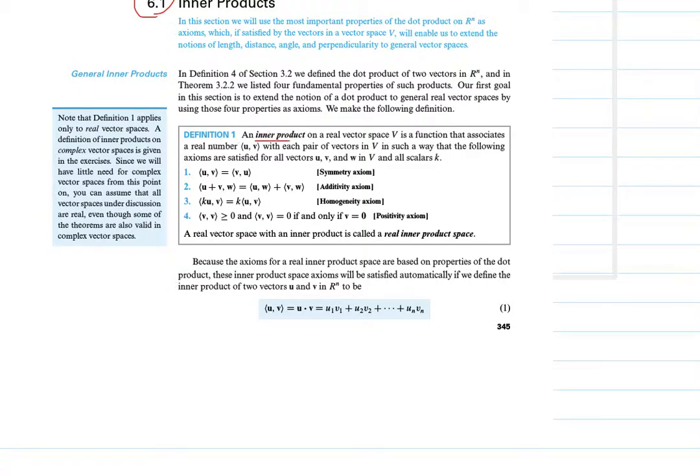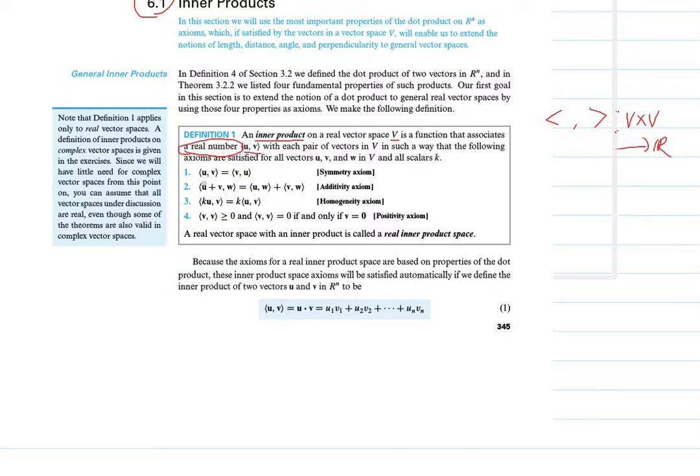An inner product on a real vector space V is a function that associates a real number, inner product UV, with each pair of vectors in V in such a way that the following axioms are satisfied. So basically inner product is denoted by this symbol and is a function from V cross V to R. This is a real inner product. Now it satisfies these properties.